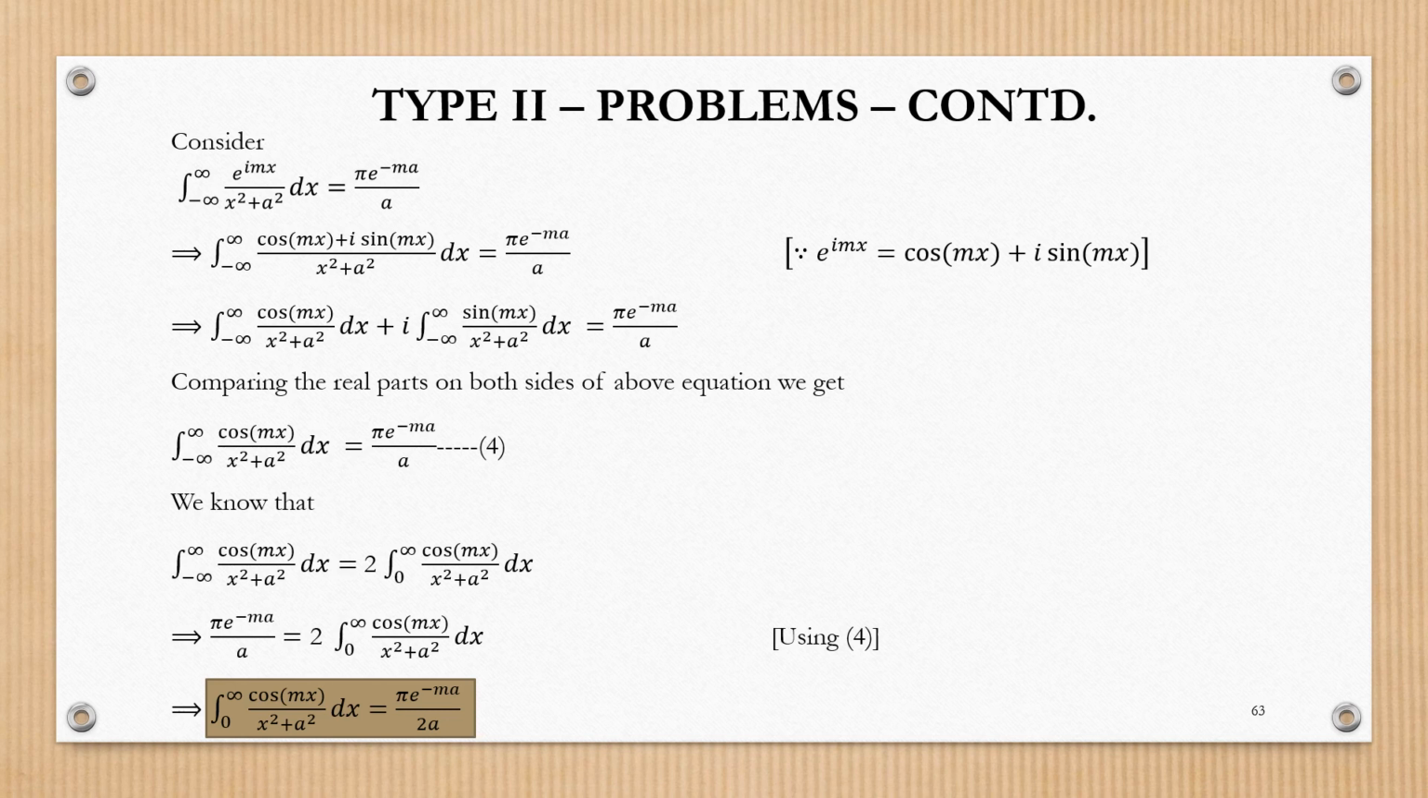Minus infinity to infinity cos mx by x square plus a square dx equals 2 times 0 to infinity cos mx by x square plus a square dx. That is because cos mx by x square plus a square is an even function of x. That is how we use that particular property, and by manipulating the terms, we get the required result as represented in the last box statement of our slide number 63, completing the problem.